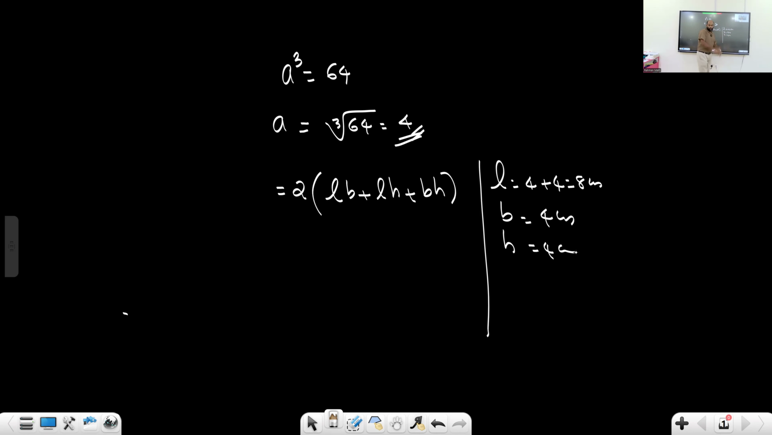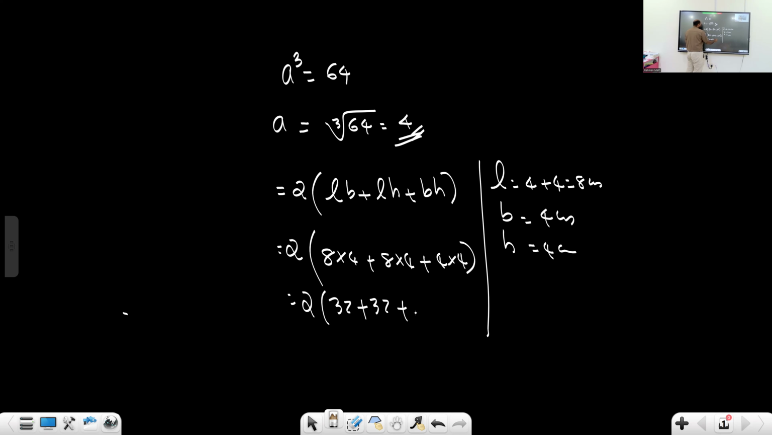Why 4 centimeter? It is a cube. All sides are what? Equal. All sides are equal. When we are joining end to end, every length will be doubled, so 4 plus 4, 8 will come. Substitute everything, no need to wait for me. 2 times (8 into 4 plus 8 into 4 plus 4 into 4), that is 32 plus 32 plus 16, 2 into 80, how much? 160 centimeters square. I started with an easy question.